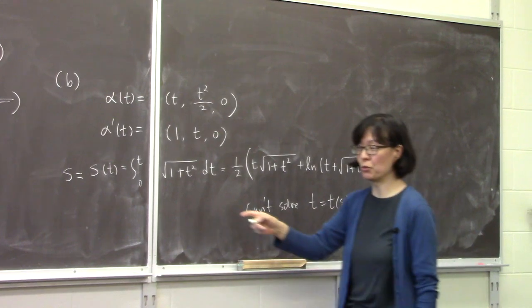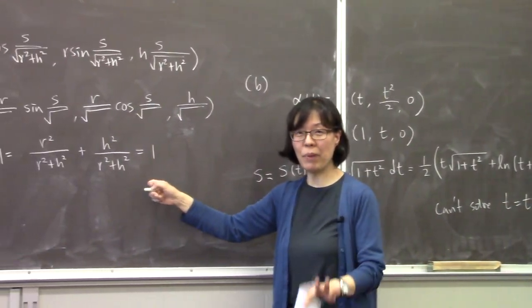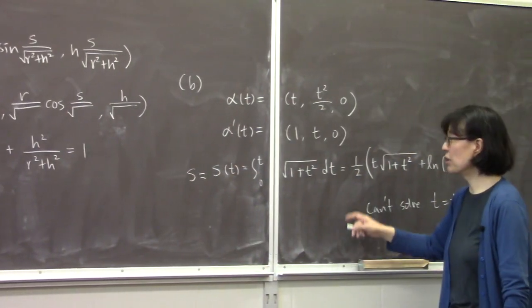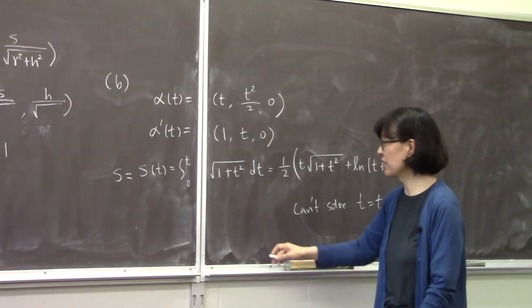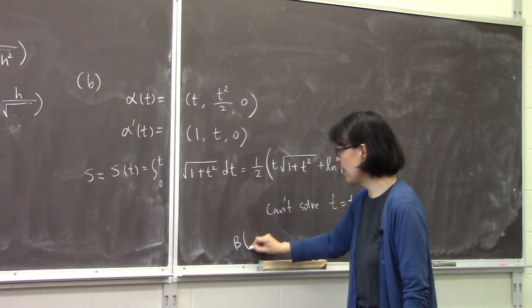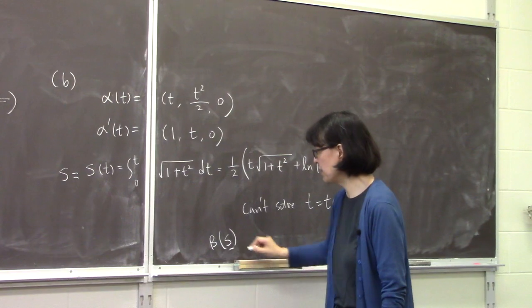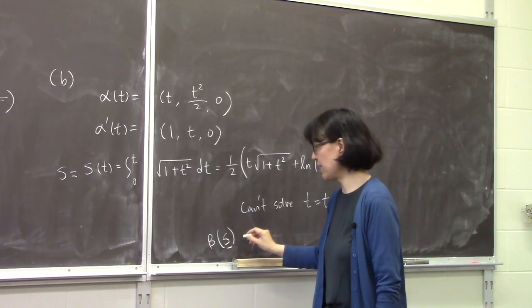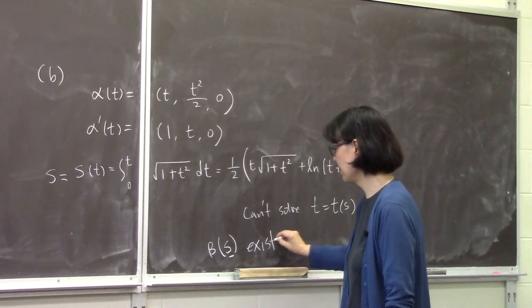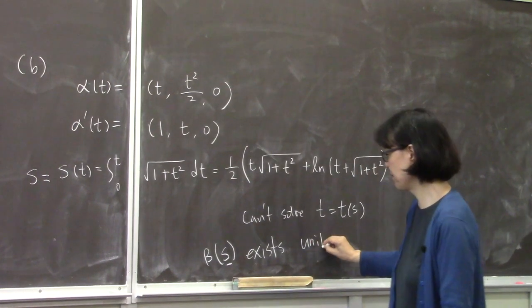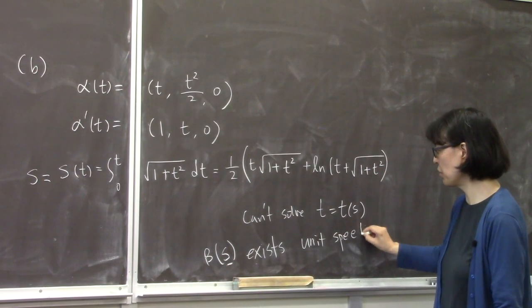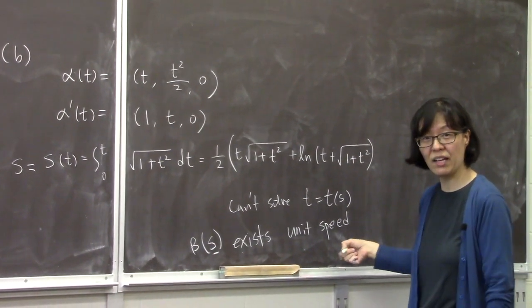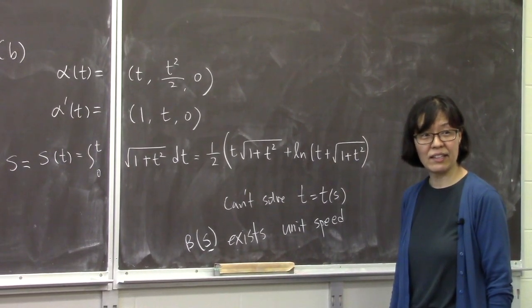However, we do know the existence of the curve beta with respect to s. That exists, and it is unit speed, even though we don't know the explicit formula for that. Okay?